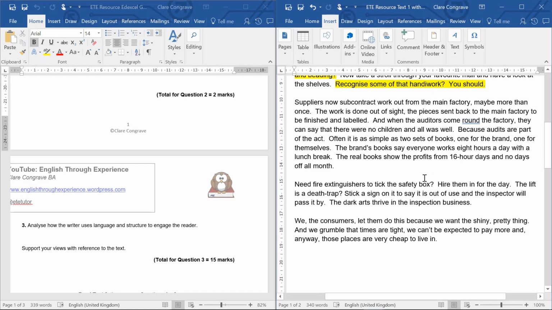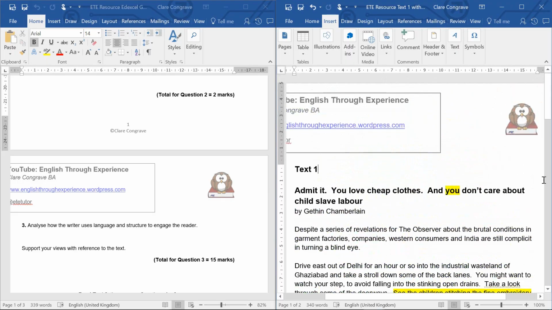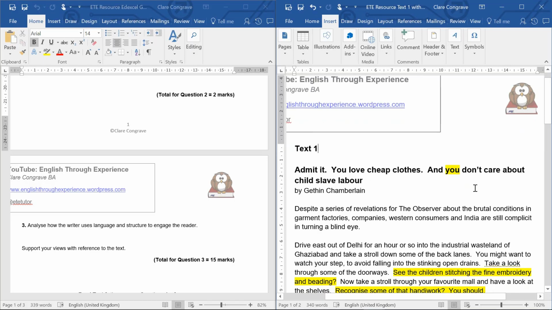You might also want to comment on the headline itself if you've got one, because there's going to be lots of stuff in there. So here we can think about the structure again. Actually, you could talk about the structure of this whole piece. So admit it. Hopefully you know what language feature that is. So yeah, you could mention this.